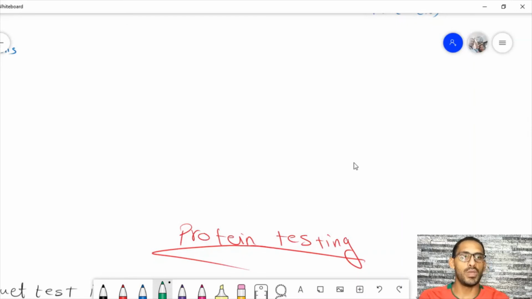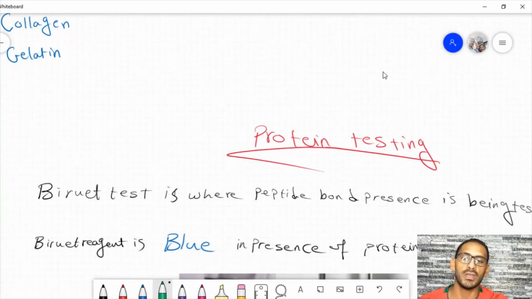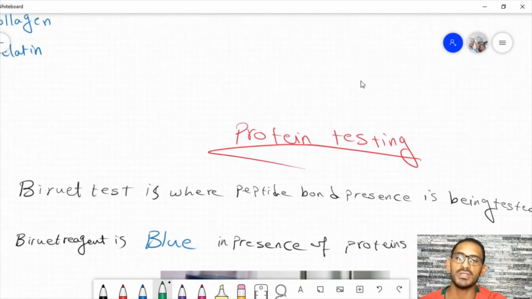As we all know, testing is so important. If you want to test your food and know what kind of material is incorporated in the food you're feeding on, well, you need to test it. It's so important for the health organization to understand what the food is made of and why they are so important. And that brings us to the protein testing, which is the biuret test.